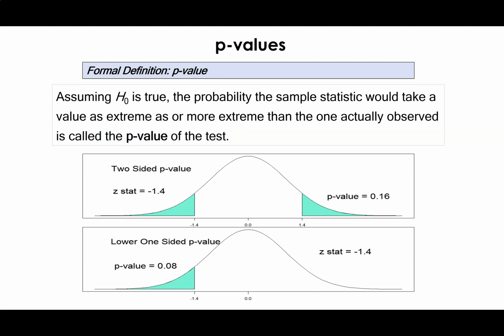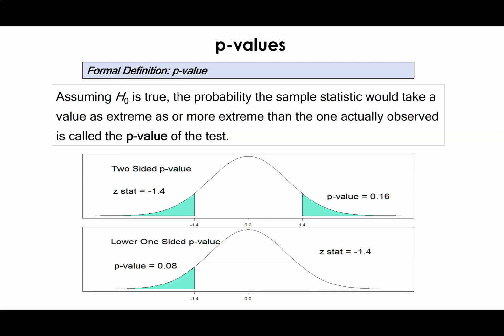So p-values. The idea is, assuming the null is true, the probability that the sample statistic would have had the value we saw in the actual sample or more extreme, so it totally depends on what your hypotheses say. The probability that we would have observed that or something more extreme, that's our p-value. So two-sided. I really don't like these pictures so much. I will draw a picture for the other one.